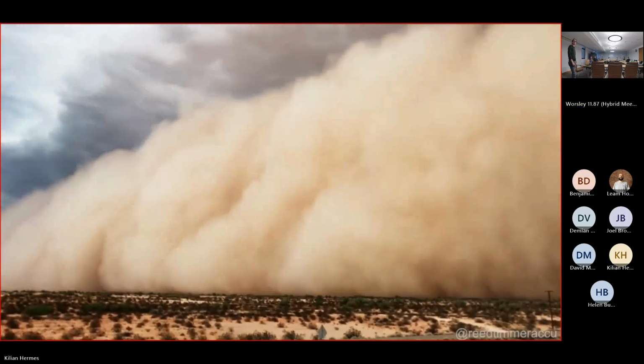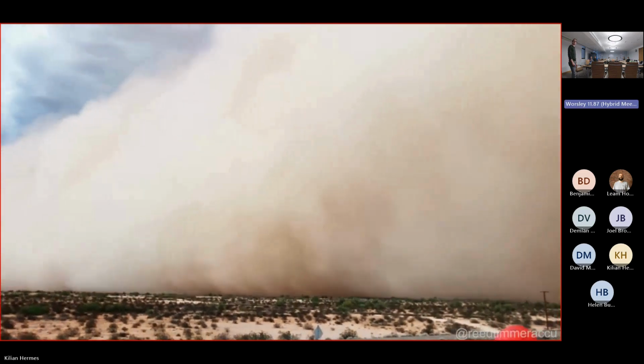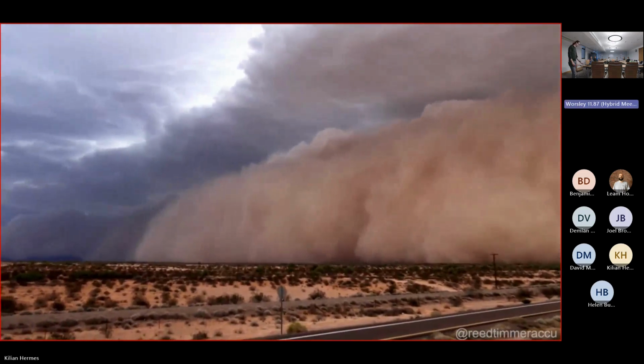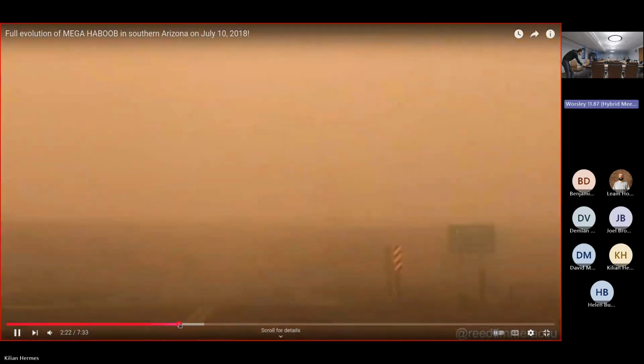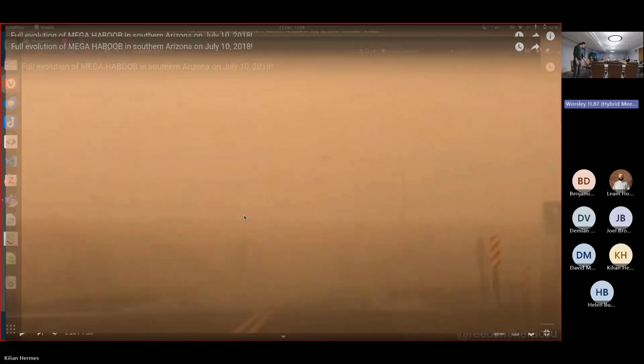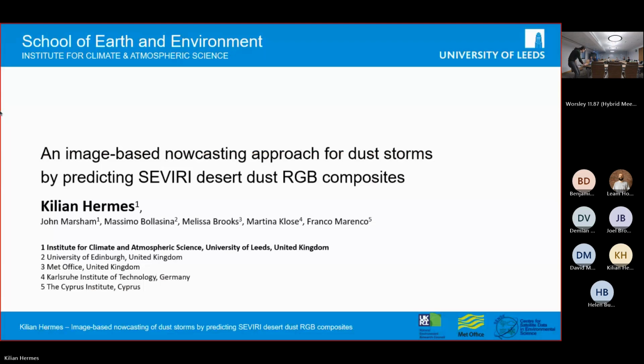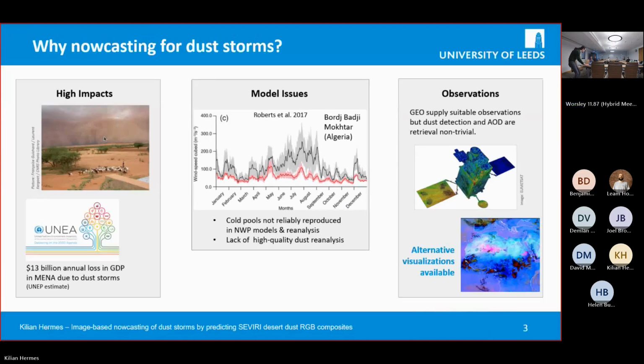And as you might see in a second, you don't see it yet. These things cause really low visibility, so they disrupt traffic and transport. It's not helpful to breathe in all these fine particles, and that makes them high impact weather. And with that, we're back at nowcasting. So dust storms are high impact events.